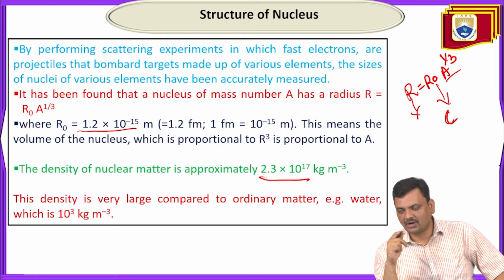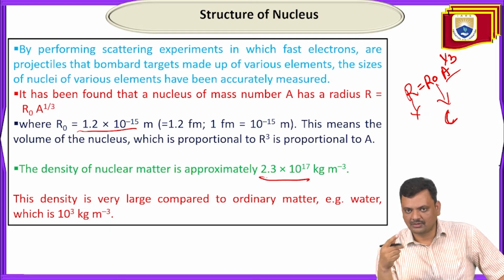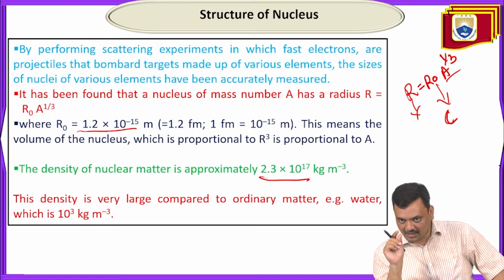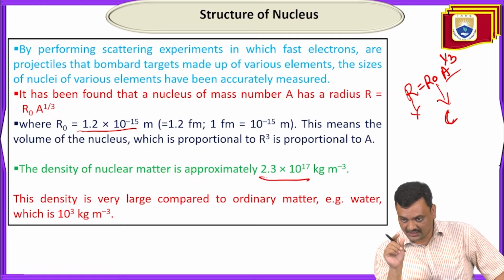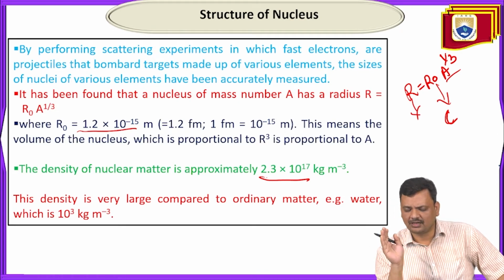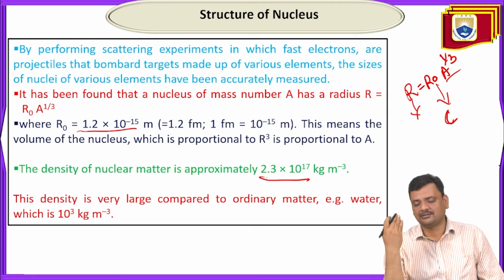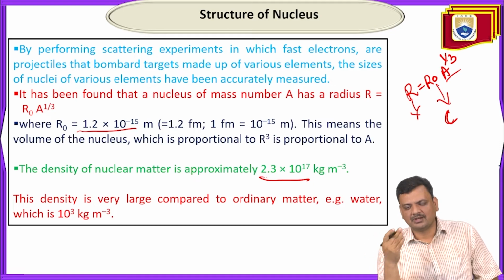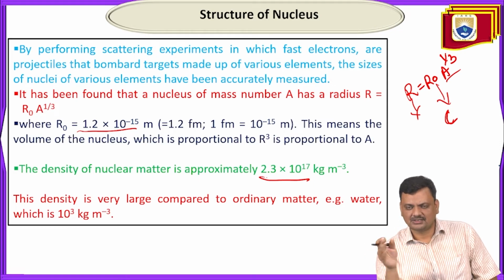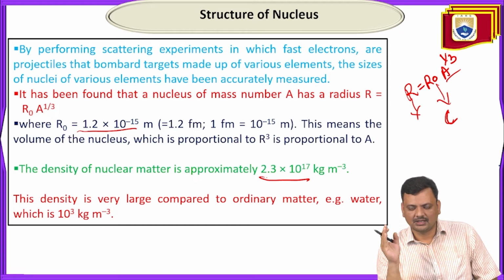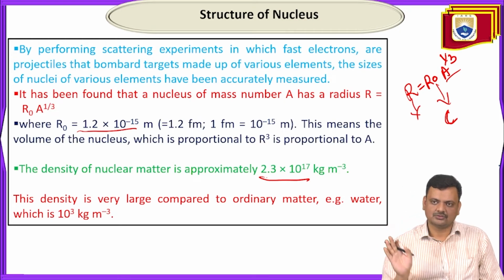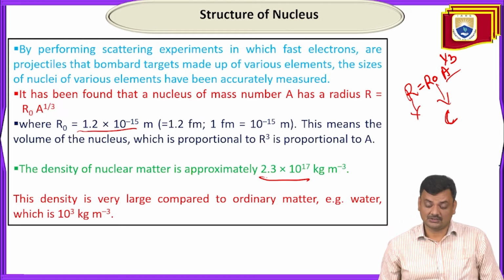I am not talking about the number of neutrons and protons. The number of neutrons and protons present per unit volume inside the nucleus is constant, irrespective of what type of atom and what the atomic number of that atom is. It is constant for carbon, nitrogen, helium, oxygen, whatever you choose. It is almost constant.